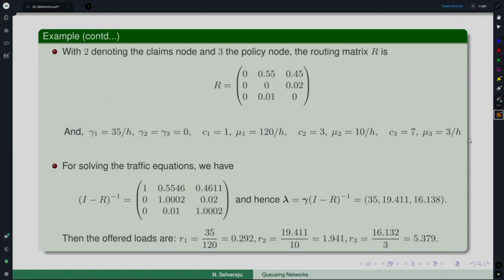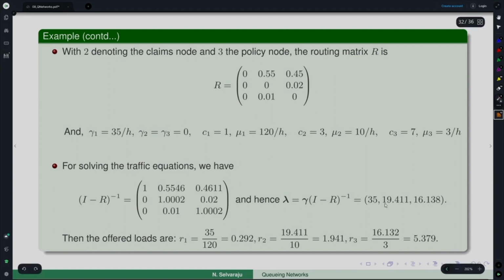Now, what do we have to get? We first have to get the total mean flow rate, which means solving the traffic equation. To do that, we first compute the inverse, I minus R inverse, where R is given here, which turns out to be this matrix. Then lambda, the total mean flow rate into each node, is gamma times I minus R inverse, which turns out to be this: 35, 19.411 and 16.138.